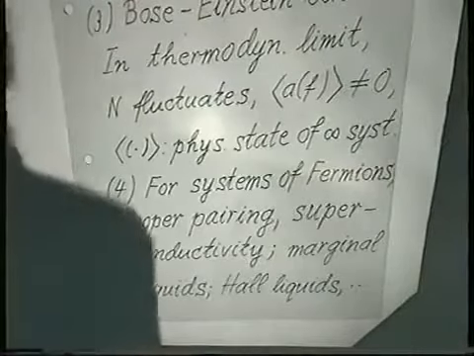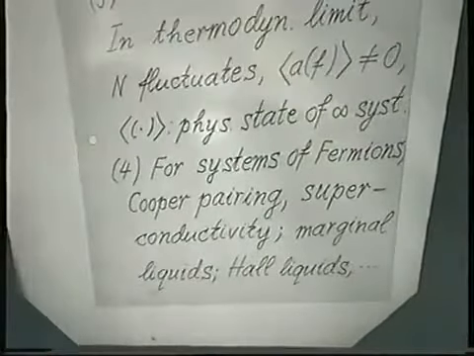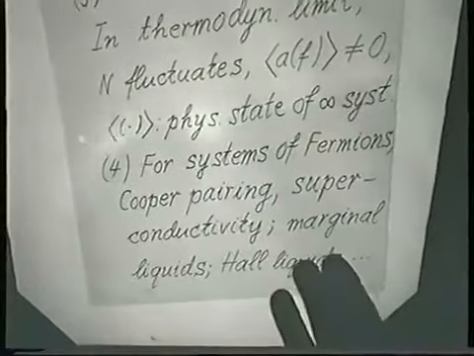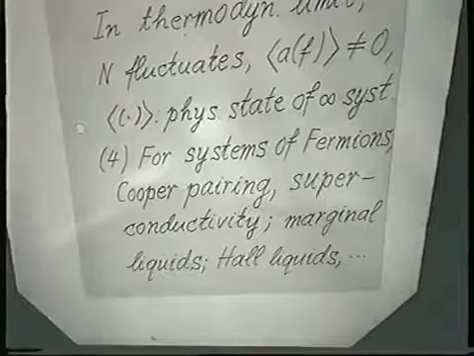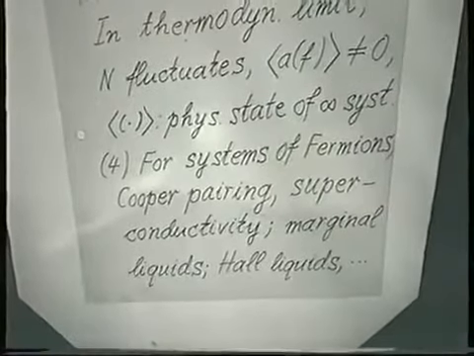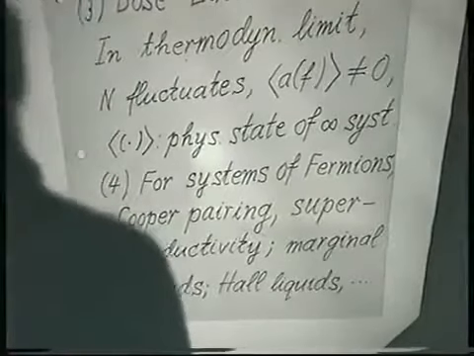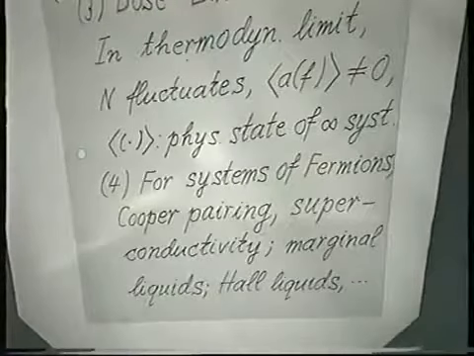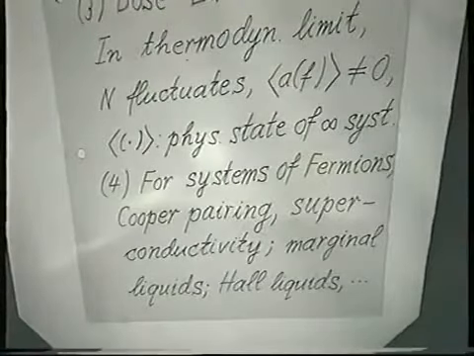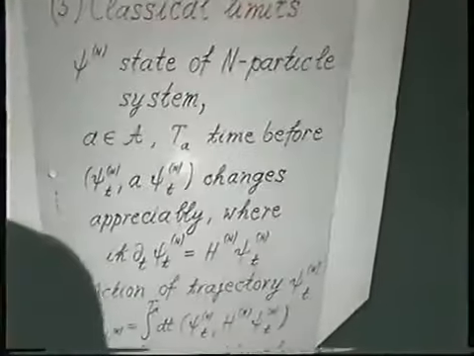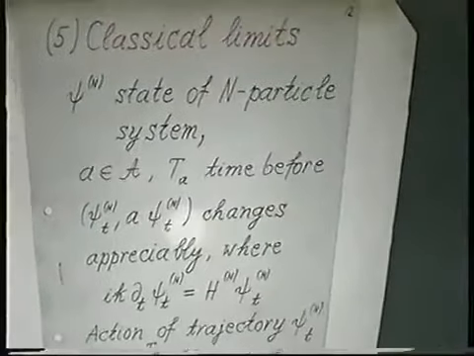If you look instead of systems of bosons at systems of fermions, you might want to understand things like Cooper pairing and superconductivity, marginal Fermi liquids, Hall liquids, and the like. But this is not what I'm going to talk about. This is just a little survey of good questions that we should worry about. What I shall talk about is the problem of the classical limits.